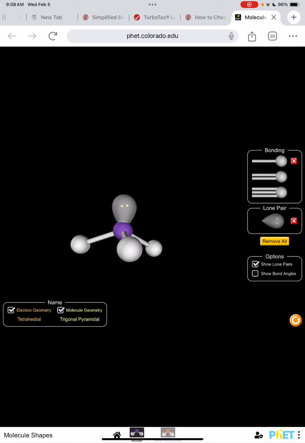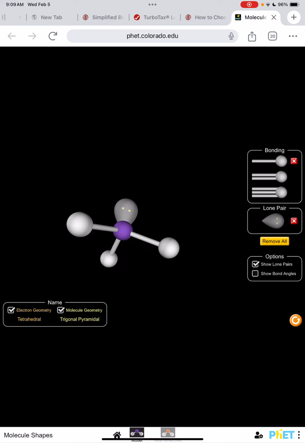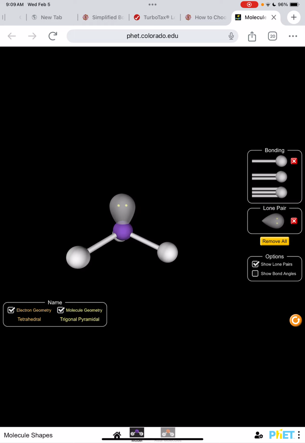Okay. Now, if we replace one of those groups with a lone pair, you can see that the name of the molecular geometry changes. So the electron geometry stays the same because you still have 4 groups, but the molecular geometry changes name because we're now looking at the outline of these 3 groups that are extending from the central atom, because we just want to trace the outline of the atoms.